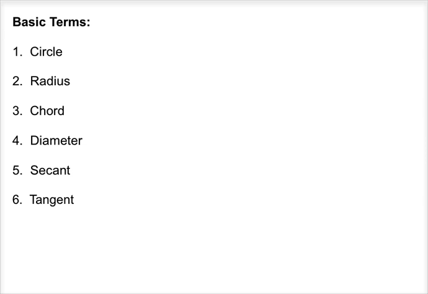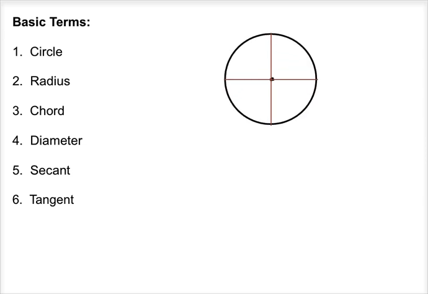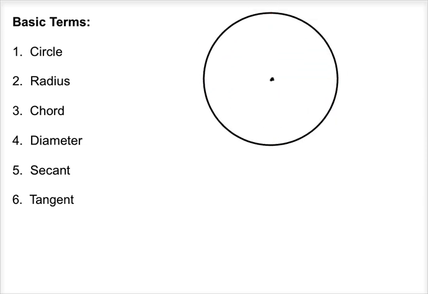First, for some terminology. A circle. Many people know what a circle looks like, but what's the definition for a circle? Well, a circle is the set of points in a plane that are all equidistant from a given point. So if I start with this given point, here's a circle. It's the set of points that are all the same distance away from it. The next term we have is radius. A radius is a segment that connects the center point to a point on the circle. So here's going to be my radius.